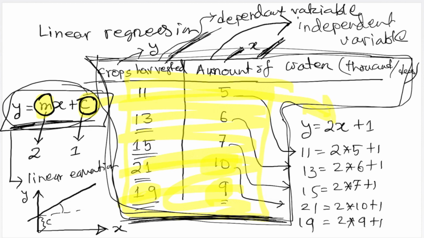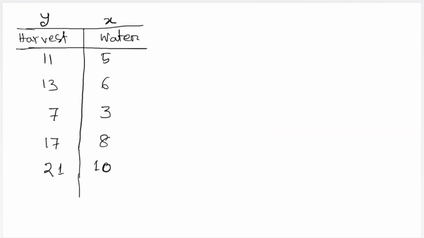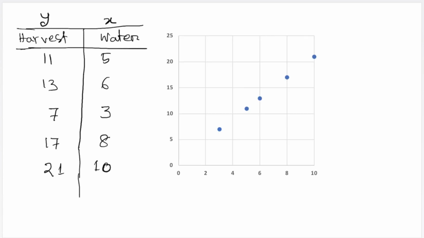Let us discuss this further. Let's say that we have this particular data set with 5 rows and 2 columns. Again, this second column is our independent variable, and the first column is our dependent variable. The second column, the independent variable, is the water amount provided in the crop fields, and the amount harvested is the dependent variable y.